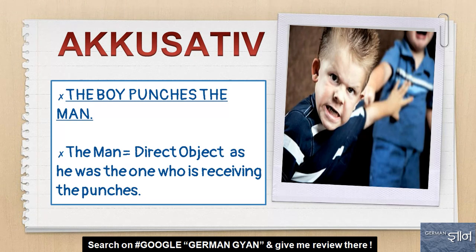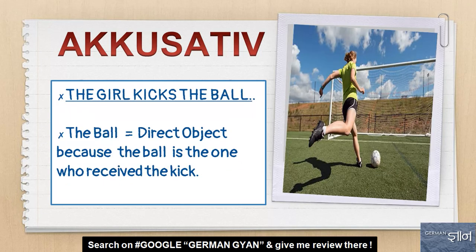The direct object is the part of the sentence receiving the action. In German, it is called Akkusativ. The first example is: the boy pushes the man. So here the man is the direct object as he was the one receiving the punches from the boy. Second example, the girl kicks the ball. So here the ball is the direct object because the ball is the one receiving the kick.